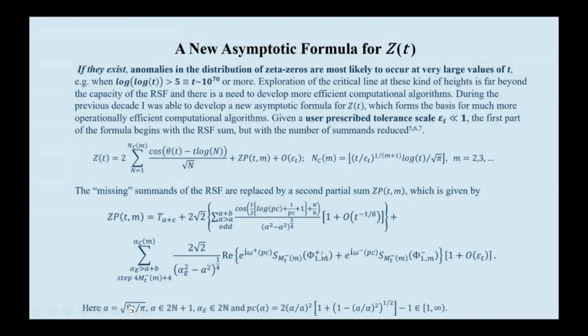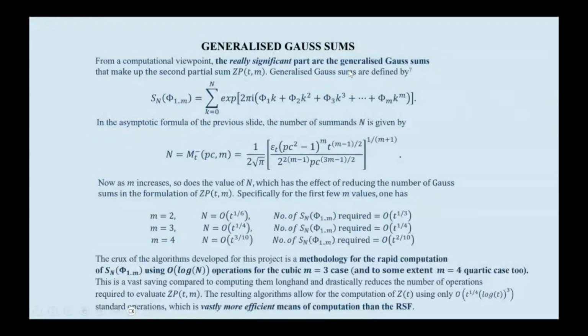And let's have a look at the definition of what a generalized sum is. So here we are, generalized Gauss sums. A generalized Gauss sum is a sum from k equals 0 to n, the exponential of 2 pi i times (phi_1 k plus phi_2 k squared, up to the degree of the Gauss sum, so m here, phi_m k to the power m), and these are constants. These phase factors, phi_1, phi_2, phi_3, phi_m, they're all just constants. They can be determined from those even integers, so they're just fixed. So you just compute the sum.